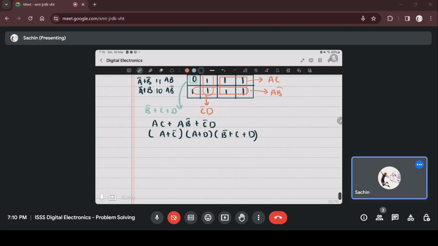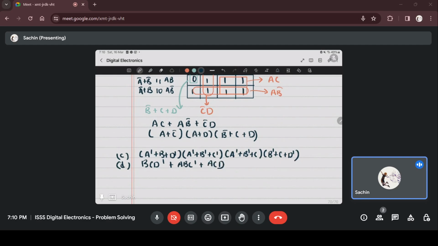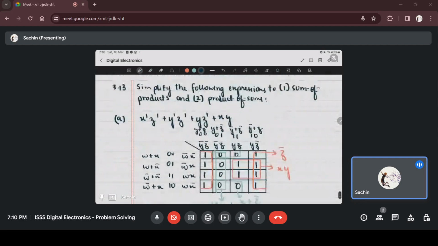Next problem. Part C of 3.13, a prime plus b plus d prime, a prime plus b prime plus c prime, a prime plus b prime plus c, b prime plus c plus d prime. And part D, bcd prime plus abc prime plus acd. I'll leave that as homework, and they can be solved in the same way as parts A and B.